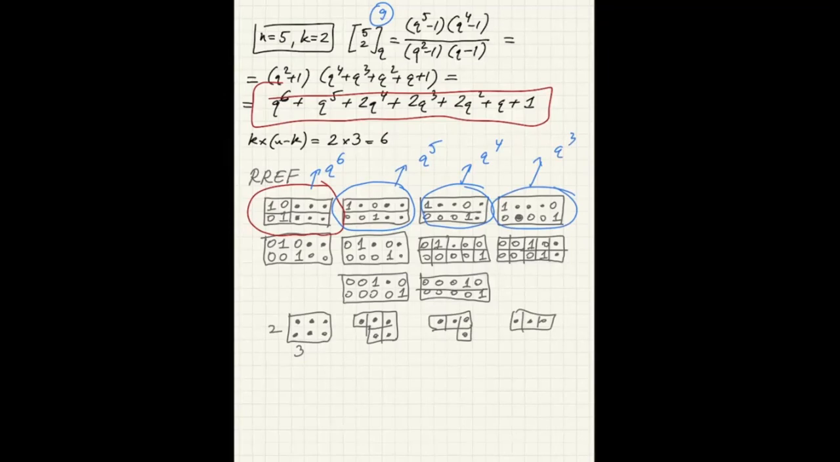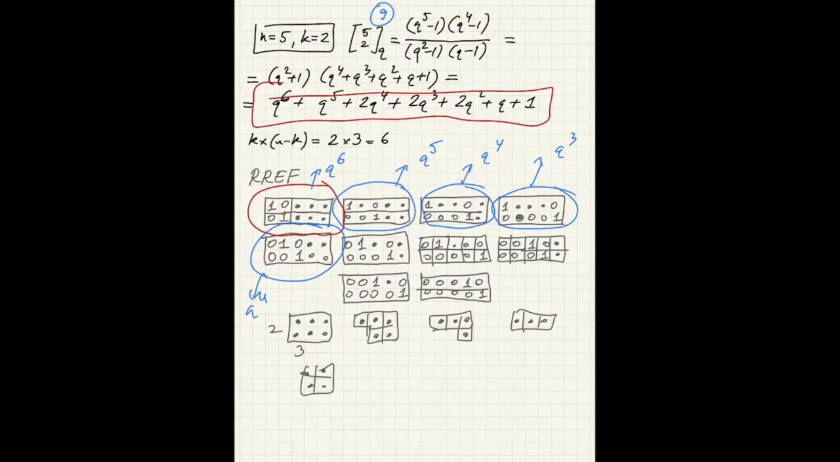So the next one here, we get another q to the 4, and the partition is 2, 2, and then you get a q cubed, and then a q. Which one do you get here? Here you get another q squared, and so on. So that's how it works on this example, and it agrees: the count from these row reduced echelon forms agrees with what happens on the top here.